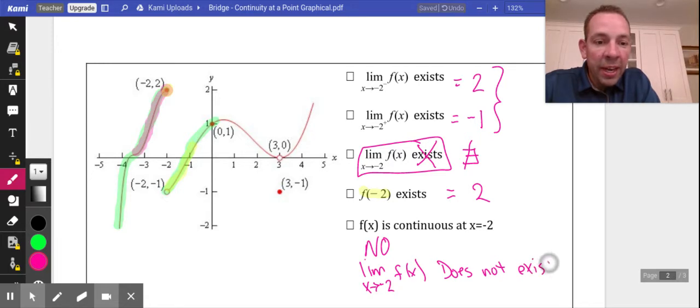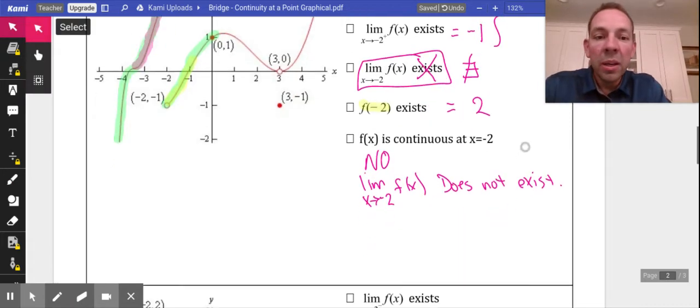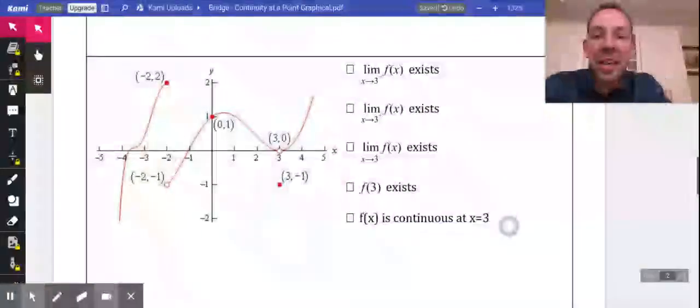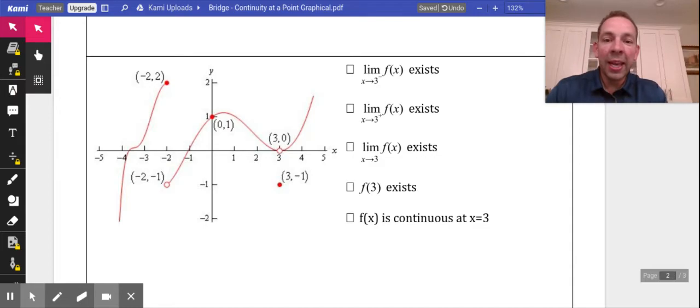And right there, that is enough concrete evidence to justify that f of x is not continuous, okay? All right. Same graph, and we're going to analyze what's happening as x approaches 3, okay? What's happening as x approaches 3?